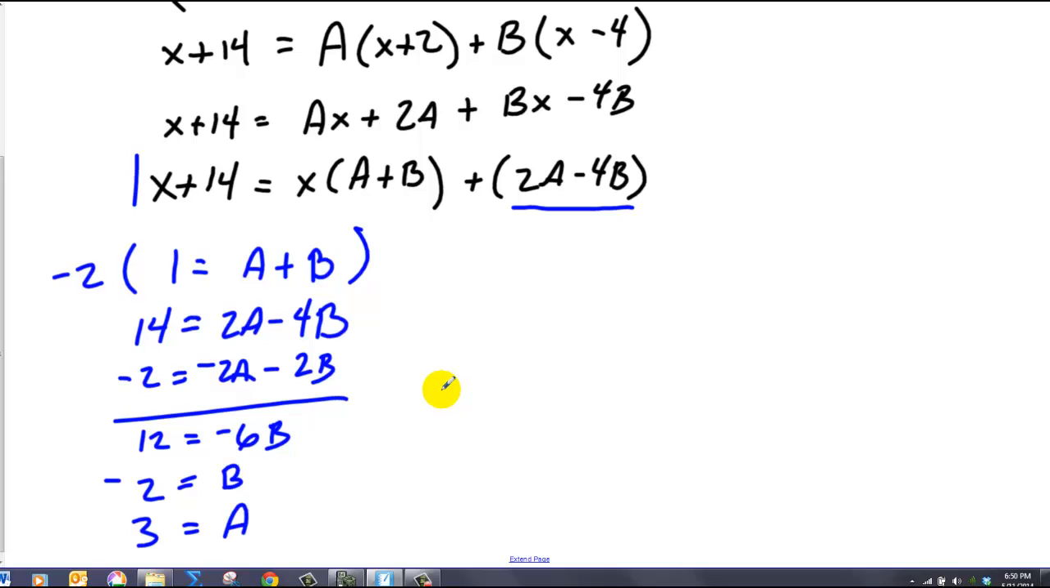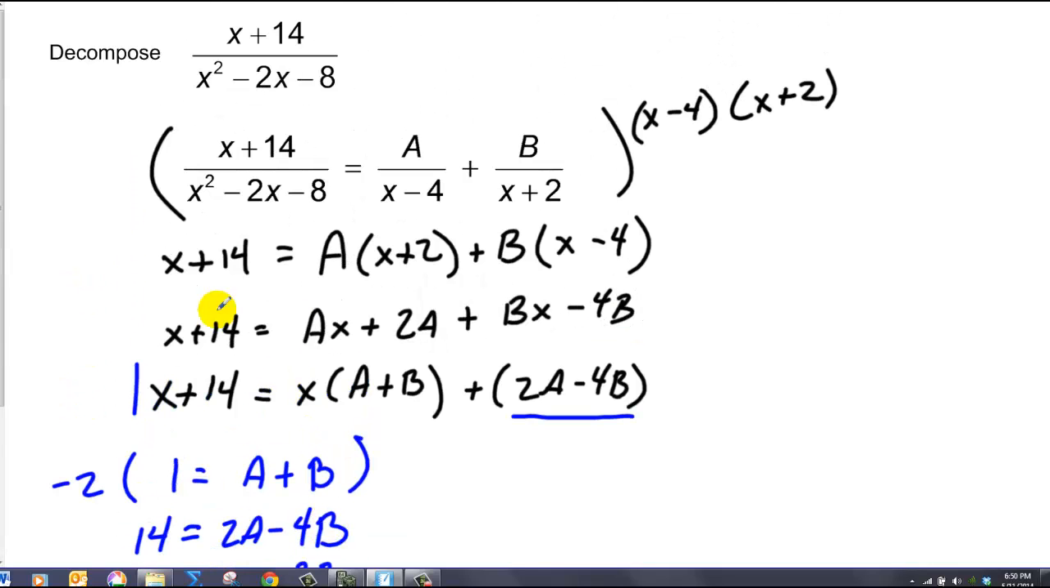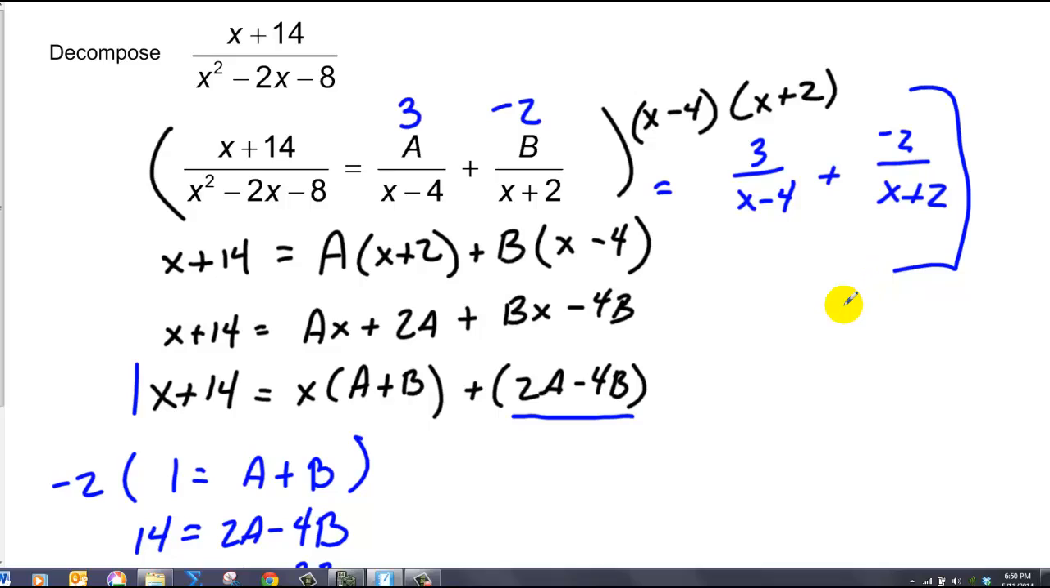So therefore, what I can do now is take and decompose that fraction. I now know my numerators of the two fractions. We said a was equal to 3 and b was equal to negative 2, so therefore x plus 14 over x squared minus 2x minus 8 is equal to 3 over x minus 4 plus negative 2 over x plus 2. This concept is going to help us quite a bit second semester of calculus. We'll be needing to decompose fractions in order to get our problems started.